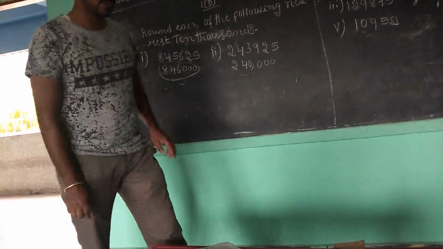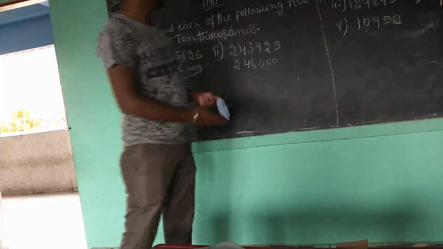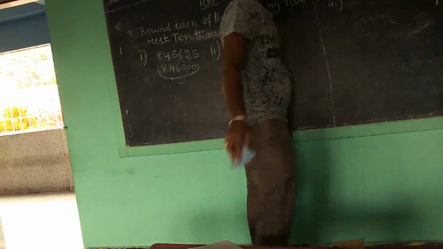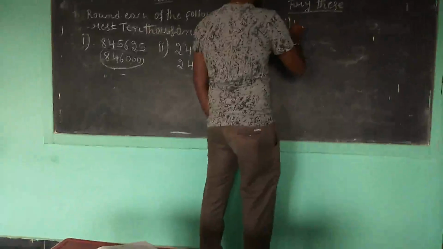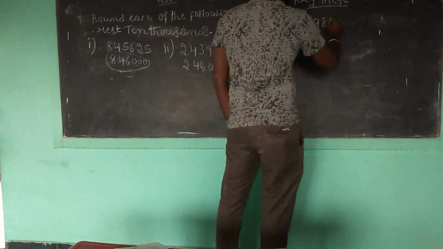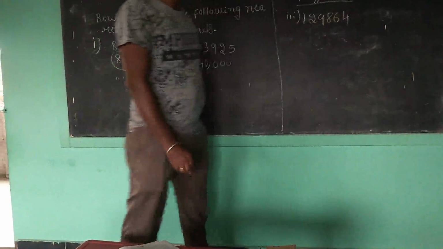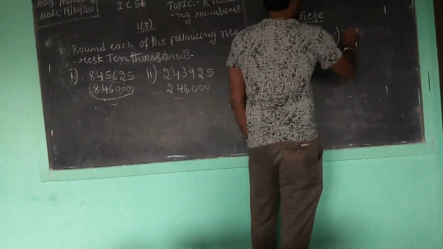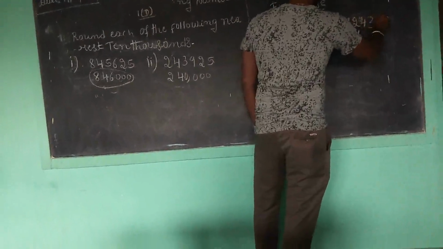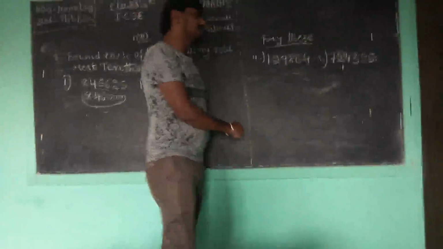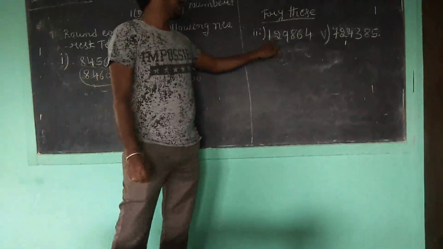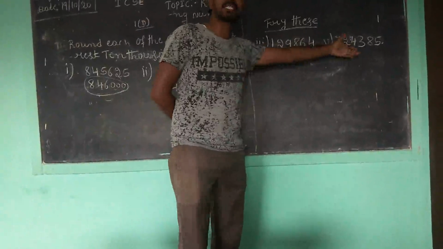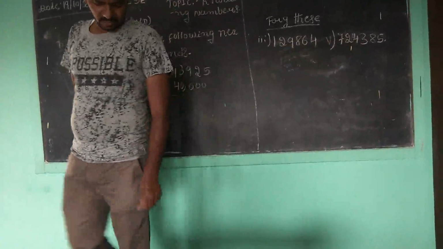You can understand, children. Children, this sum also I will give to you. Give to yourself. I will give one, as well as 129864. This one also you want to take, 129864. Children, the last one, the fifth one is 724385. So these two sums: 1,29,864. Here also 7,24,385. It is nearest 10,000. This is your homework, children.